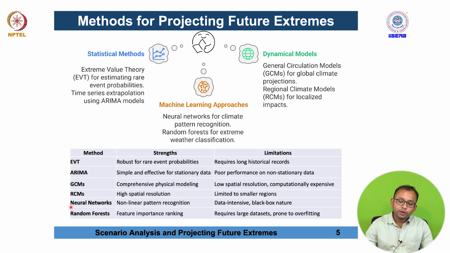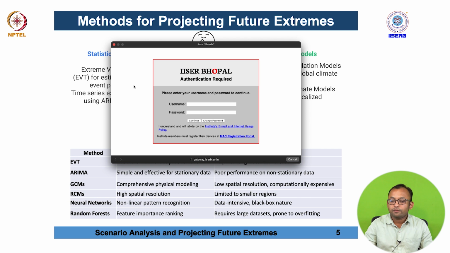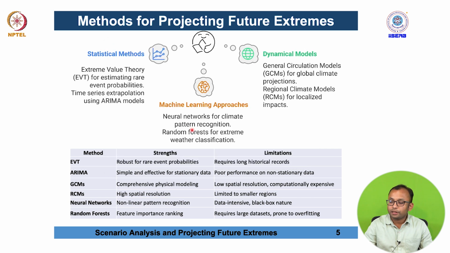Then there are deep learning or machine learning based models, such as neural networks, random forest, or tree-based models, which are good at non-linear pattern recognition and feature importance ranking. They sometimes require a lot of data, and primarily they have a black box nature. Therefore, we have to input some physics or process understanding into the model, so that it can understand the physical processes and give you more insight into the processes in the climatic extremes.